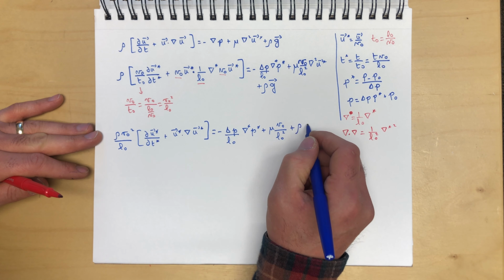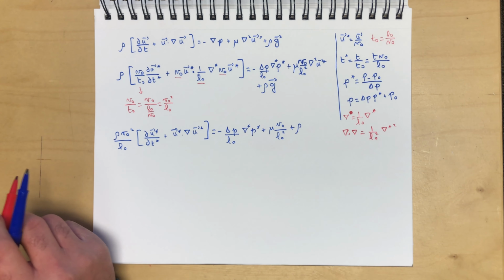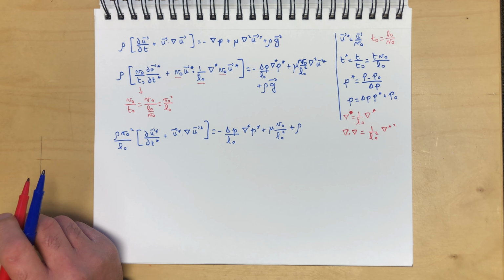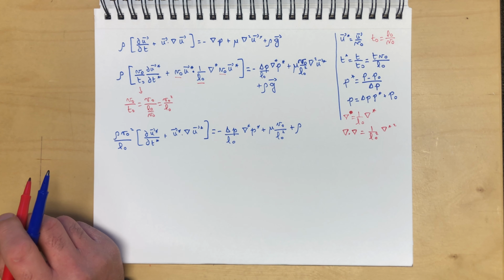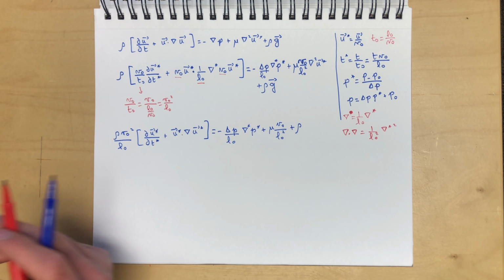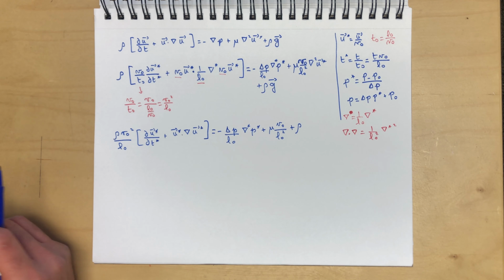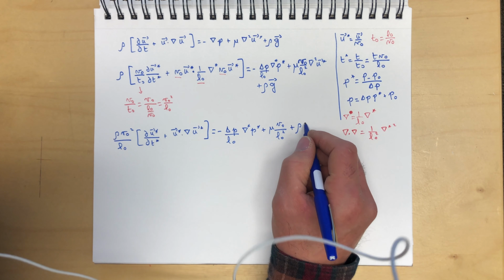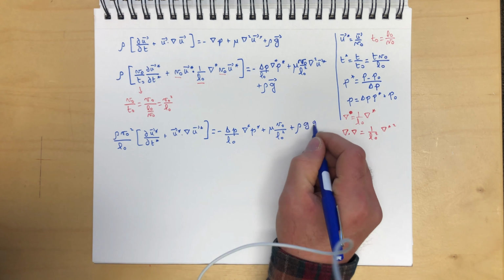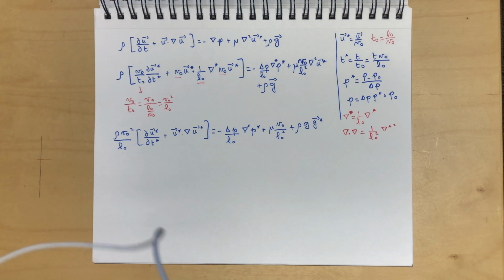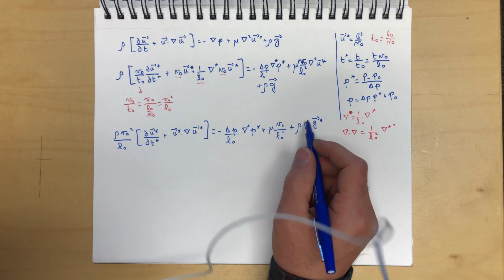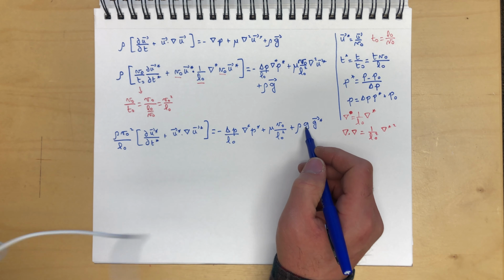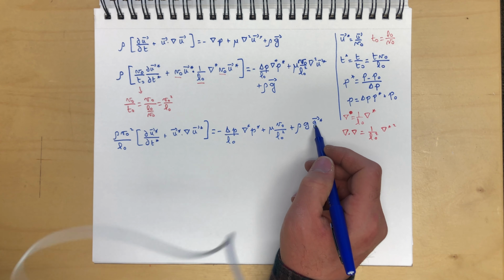rho g. Now g, we didn't say anything about g, but we could, for example, write it as some reference g times some g star scale for the gravity, or we can leave it as is. So I'm just going to write it as rho g, which is the magnitude of the gravitational attraction, and this is the gravitational vector. So that gives us rho g times g star.